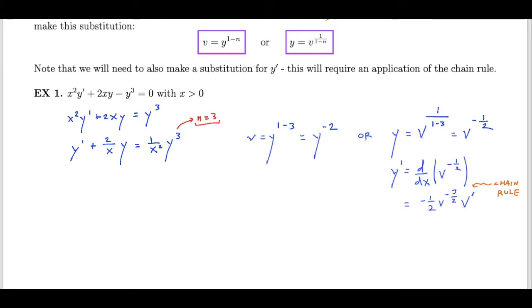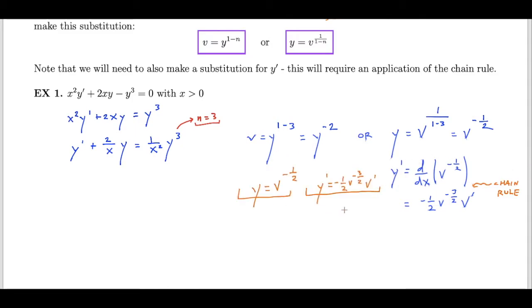Recall that v is an unknown function of x. And so if I have an expression like v to the negative 1/2, that when I differentiate it, I will apply the power rule as appropriate, but then I have to multiply by the derivative of v to account for the fact that v is a function of x. So let me just reiterate the substitutions that I'm going to make.